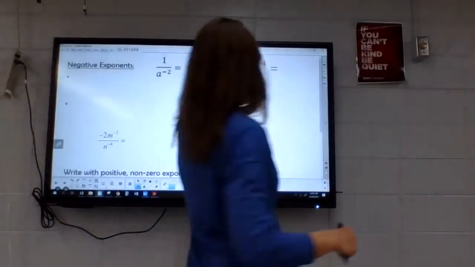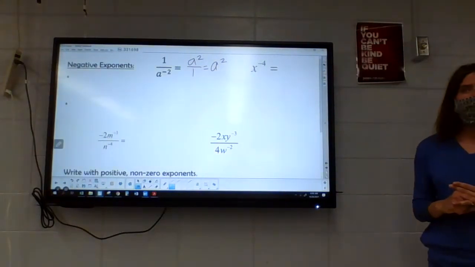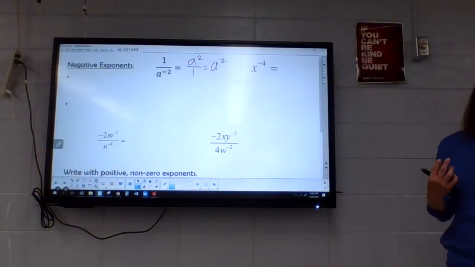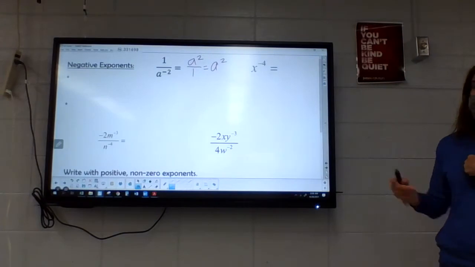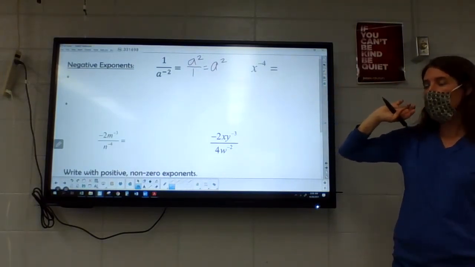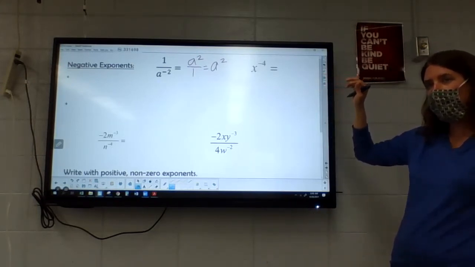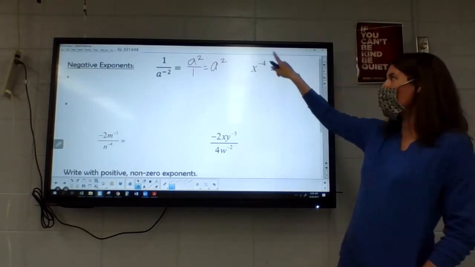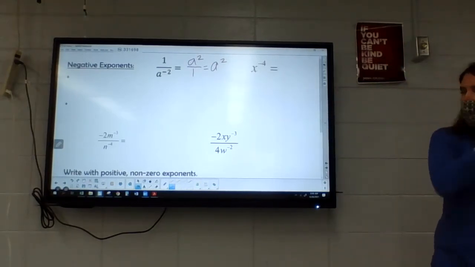So this x to the negative 4 is currently where in the fraction? It's not a fraction. So where would it be in the fraction? What's the default? Oh, wait, that's the wrong one. No, it's okay. This is new, so no worries.